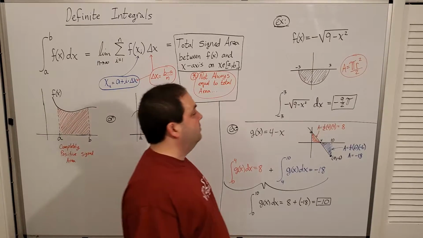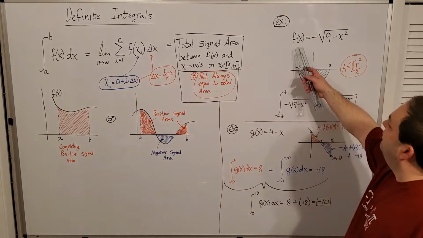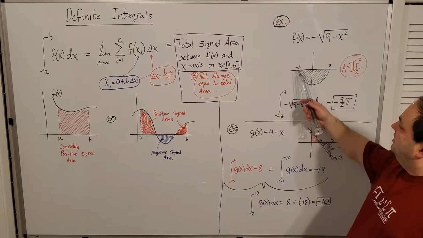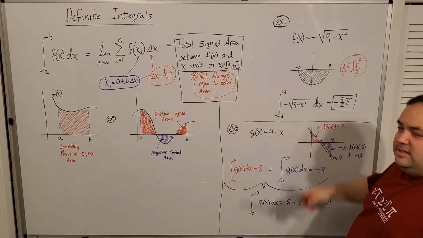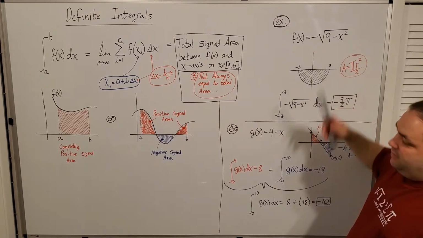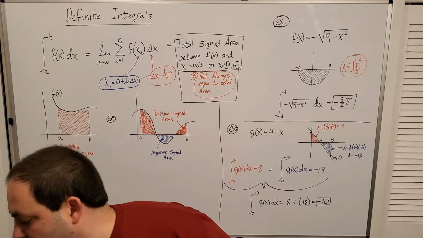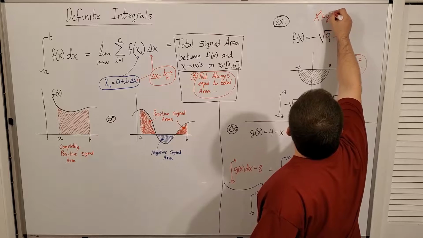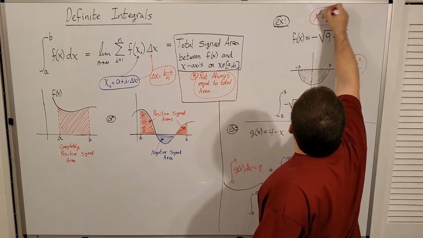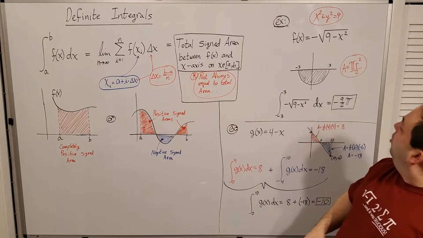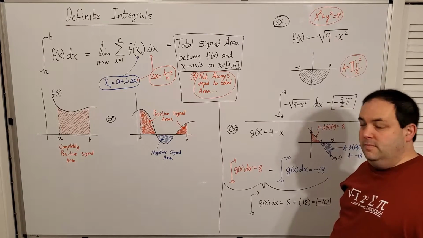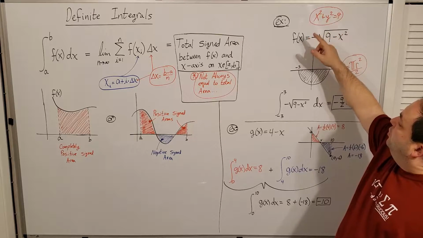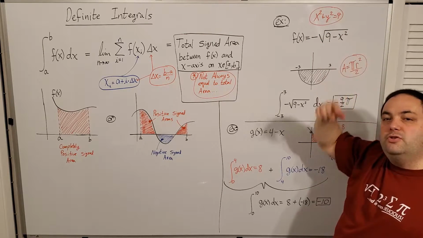Here's a couple of examples. Look, if I take the function negative square root of 9 minus x squared, this is the bottom half semicircle of the circle with the equation x squared plus y squared equals 9. Right? That's the equation of a circle centered at the origin with radius 3. But when you turn it into a function, you have to solve for y, and when you square root, you have to choose plus or minus.